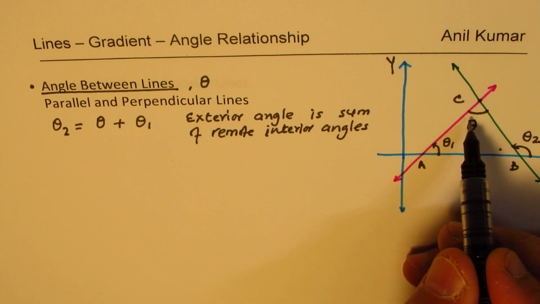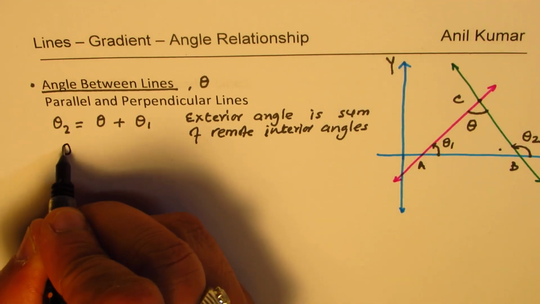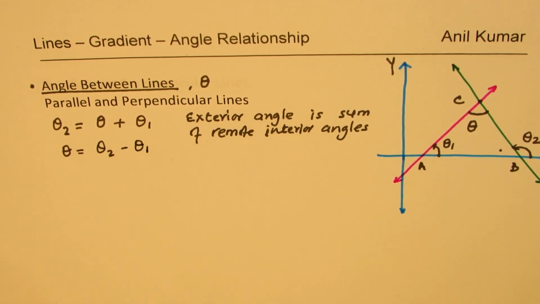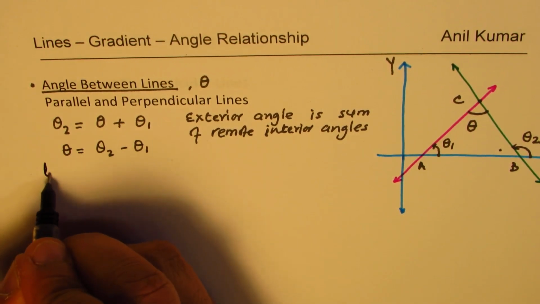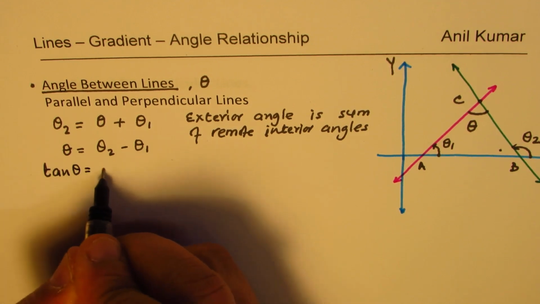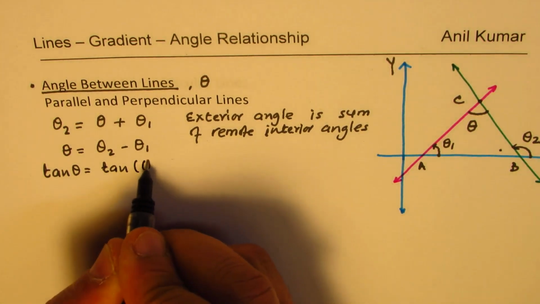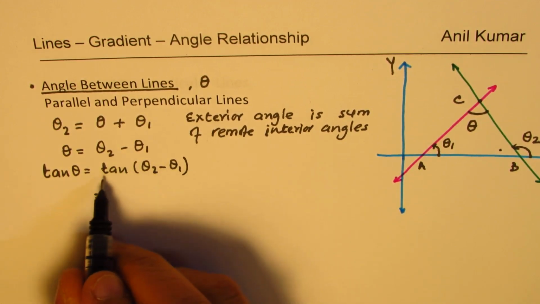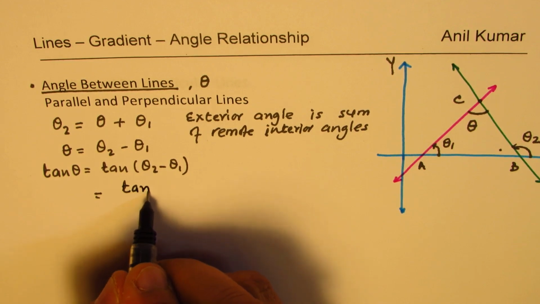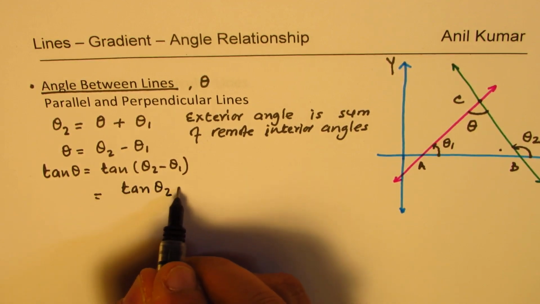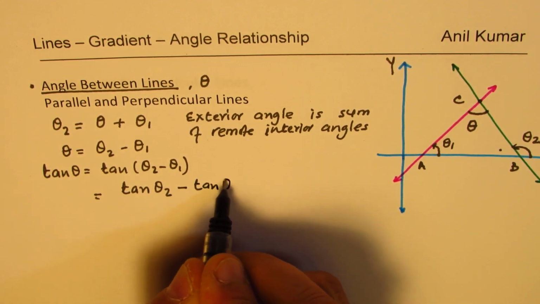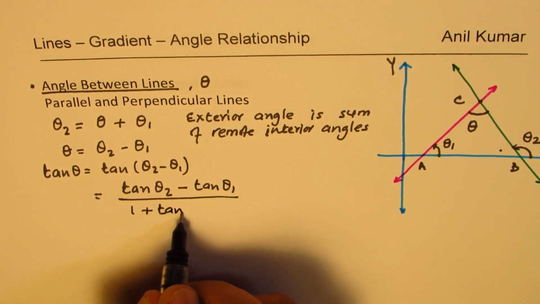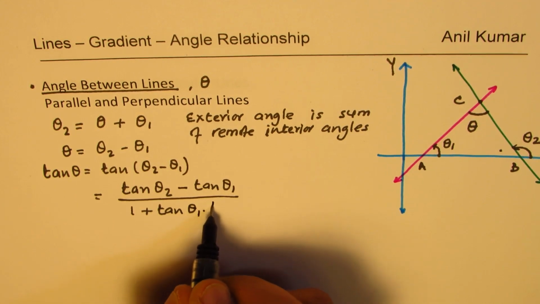So we are interested in angle theta. So let me isolate theta. Theta gives you theta 2 minus theta 1. Now taking tan on both sides, we get tan theta equals tan of (theta 2 minus theta 1). Now we can expand this using the trigonometric formula, which will be (tan theta 2 minus tan theta 1) over (1 plus tan theta 1 times tan theta 2).